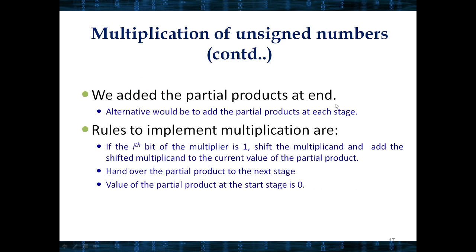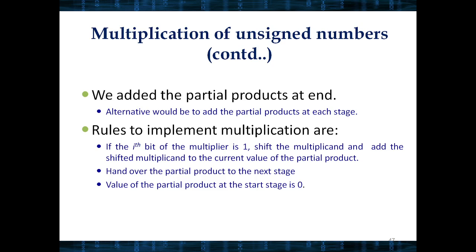Here we added the partial products at the end. An alternative would be to add the partial products at each stage. We need to follow some rules to implement this. If the ith bit of the multiplier is 1, shift the multiplicand and add the shifted multiplicand to the current value of the partial product. Hand over the partial product to the next stage. The value of the partial product at the start stage is 0.